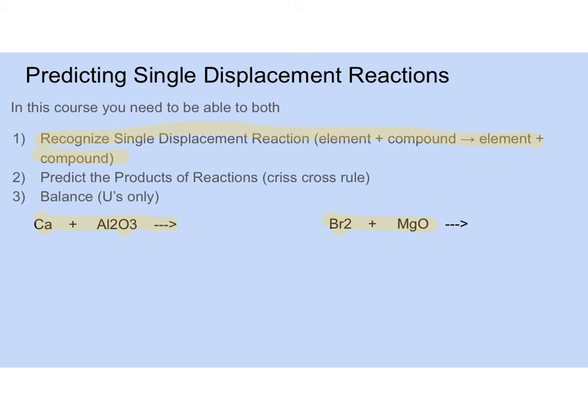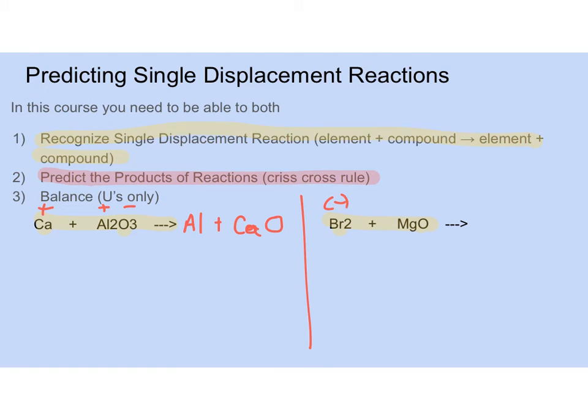Now the second part is being able to predict, well, what are the products going to be? And really all you have to know how to do there is use the crisscross rule. So if I'm going to do my prediction here, I would say calcium, that's positive, aluminum's positive, oxygen's negative. So if they are going to switch, that means that my calcium is going to switch with aluminum. So aluminum's going to go on its own, and then I'm going to get calcium bonded to oxygen, so that would be CaO, because they're each going to be 2 plus, 2 minus to do my crisscross rule. And calcium oxide.